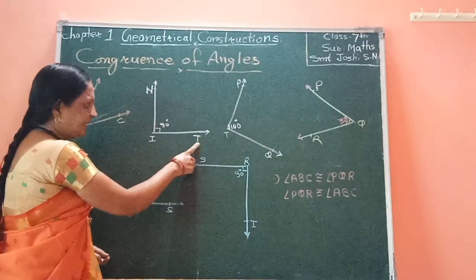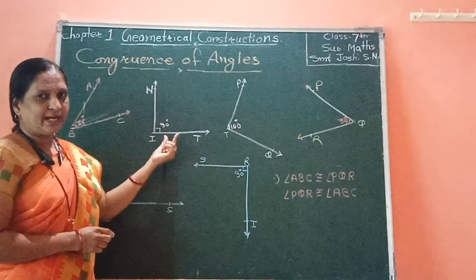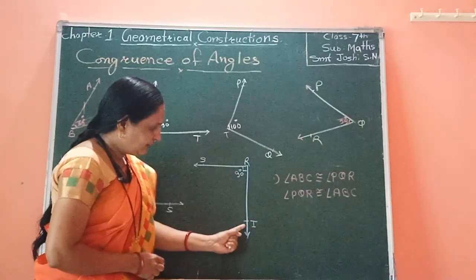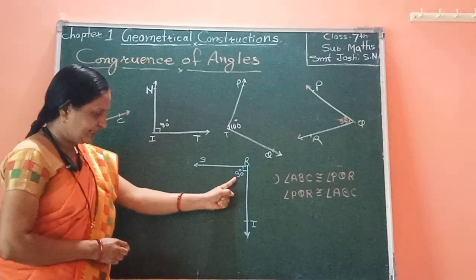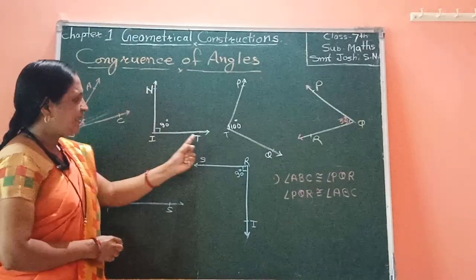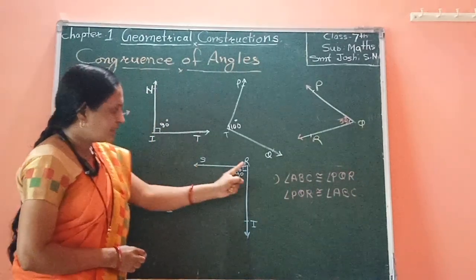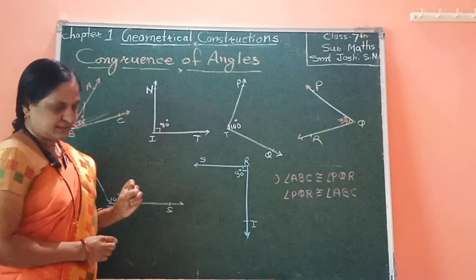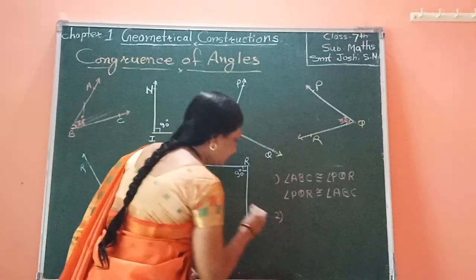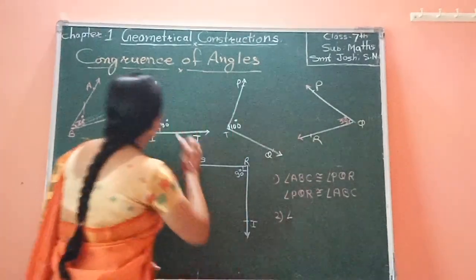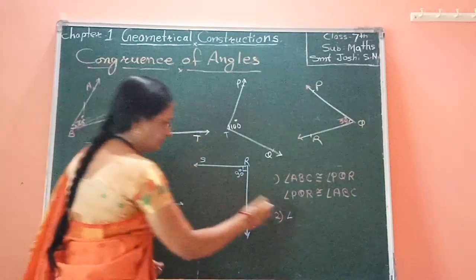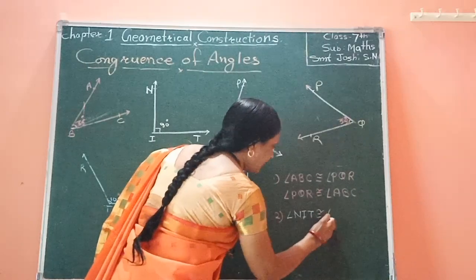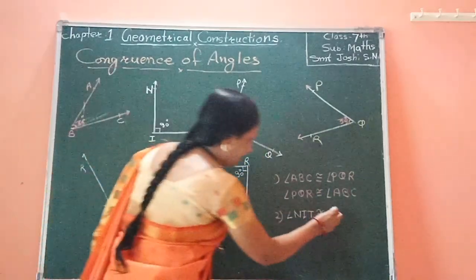Angle NIT, what is the measure of this angle? 90 degree. In this given figure, the measure of SRI also 90 degree. Means angle NIT and angle SRI are the congruent angles. Symbolically written as angle NIT congruent angle SRI.